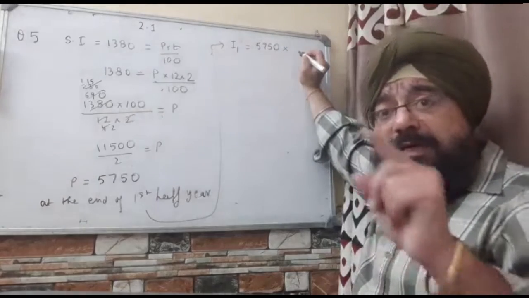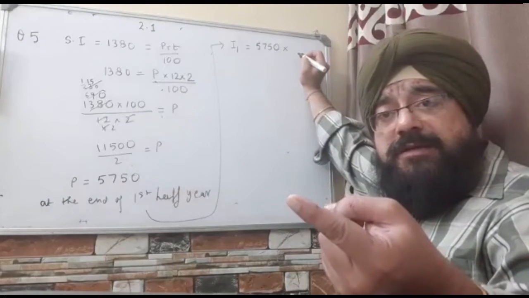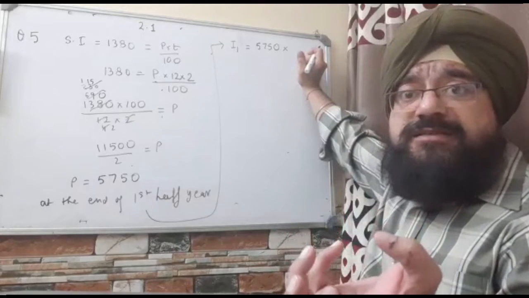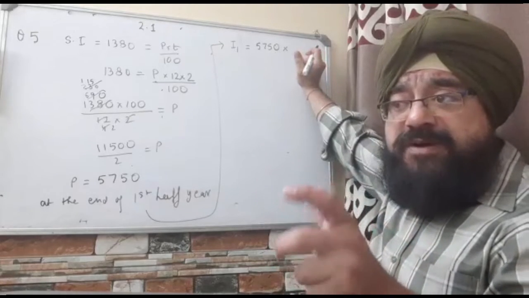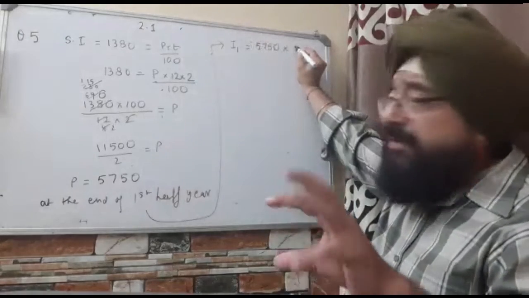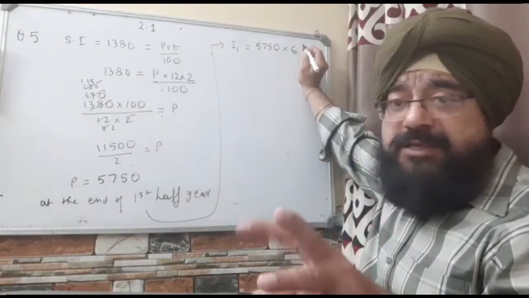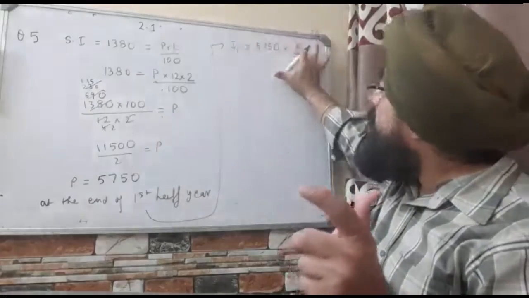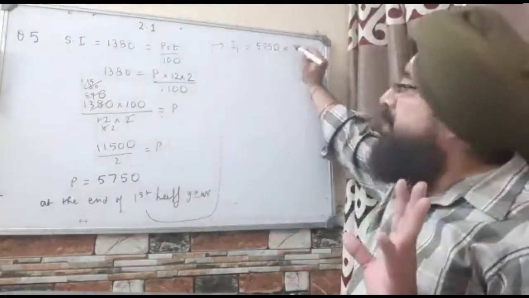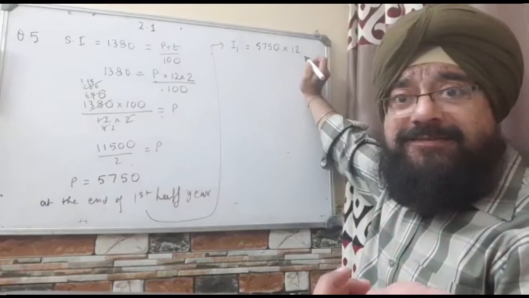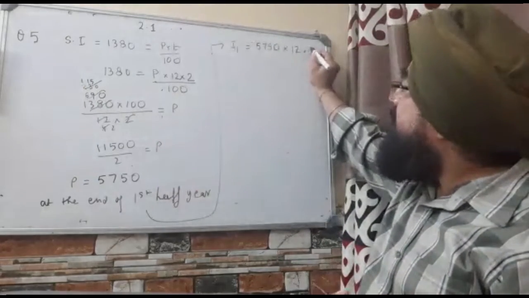Rate is 12% per annum. But here it's only 6 months which have passed. So 12% per annum means 6% per half annum. Either you can take it that way, or if you want, no sir, rate is 12%, put it 12%, I am putting 12%, okay. So time is half year. So you can put time as half year.